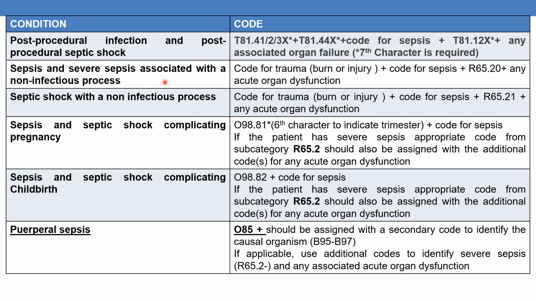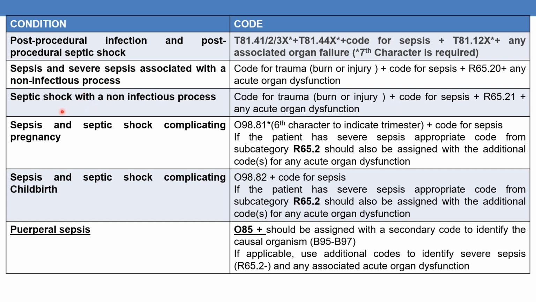Next, coming to sepsis and severe sepsis associated with a non-infectious process. For example, trauma, it can be a burn or an injury. Previously, we have discussed the infectious process, post-procedural infection developing into sepsis. And sepsis can develop without an infectious process also. This can be trauma. In that case, code for trauma should be the PDX. It can be either burn or injury, followed by code for sepsis, followed by R65.2 series if there is severe sepsis and any associated organ dysfunction.